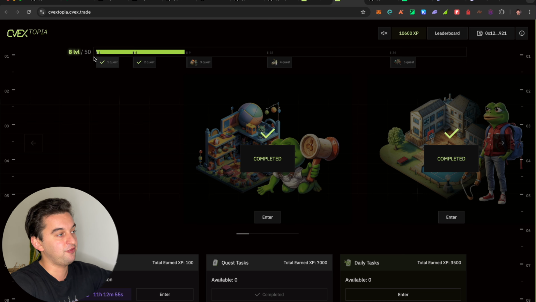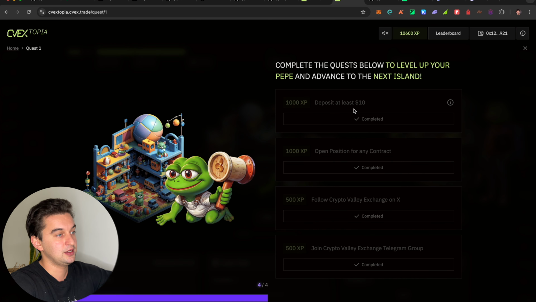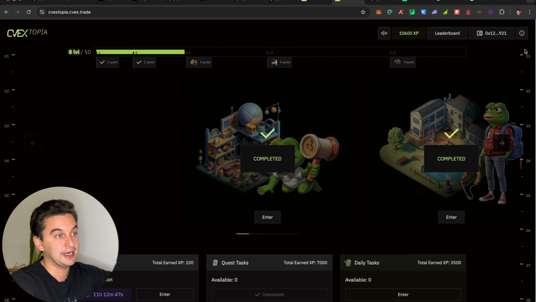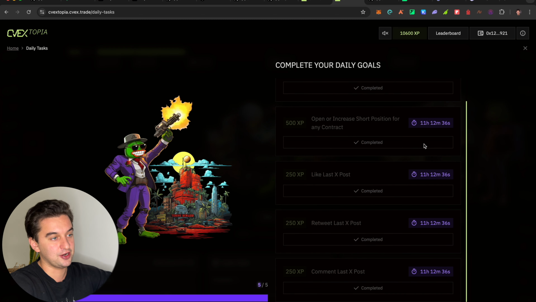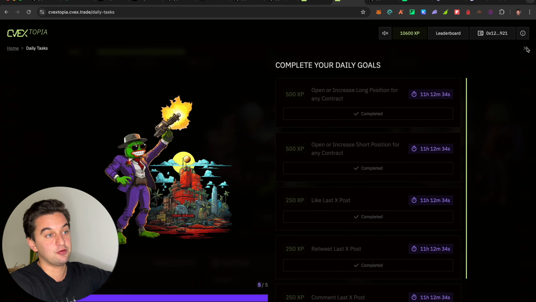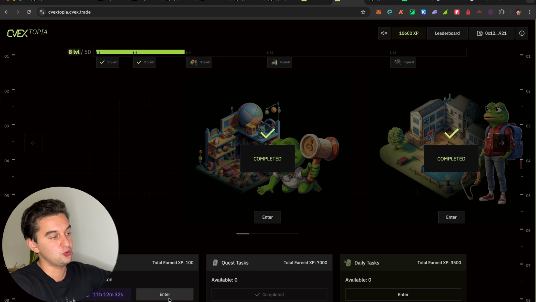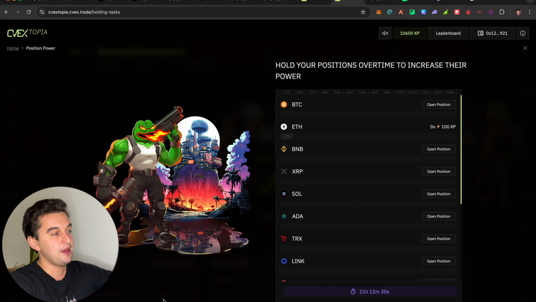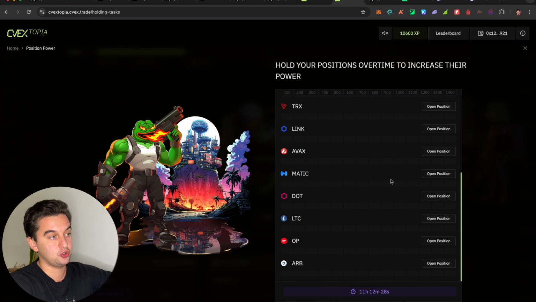And we got a few quests. For example, one quest which you go and complete is very simple: deposit $10, open a position. Everything is written here, and you're guided by hand to go and do it. We then got the second quest, this one right here. And on a daily basis, you have the daily task and the quest task. As we see over here, I have done all of my daily tasks, and in 12 hours, I will have new ones.